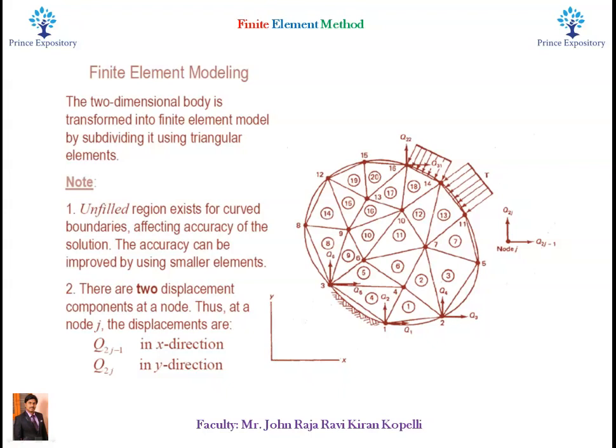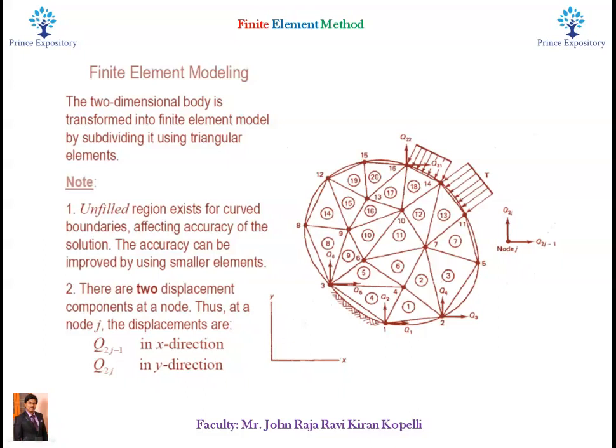The two-dimensional body is transformed into a finite element model by subdividing it using triangular elements. In other words, the two-dimensional region is divided into straight-sided triangles. Also, the figure which is shown to you in this slide is a typical triangulation.